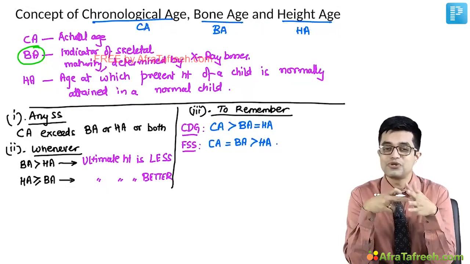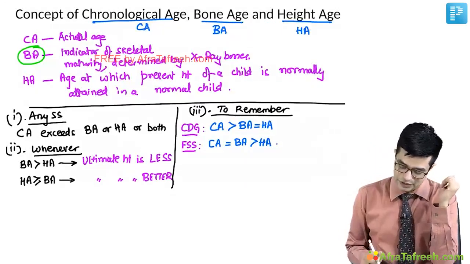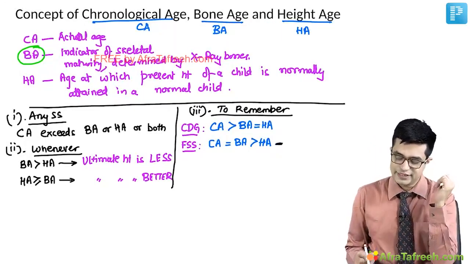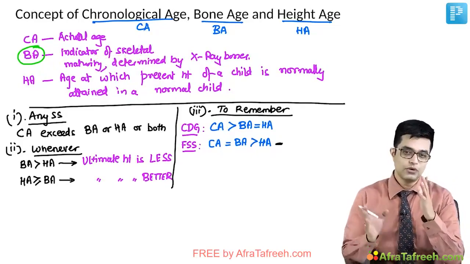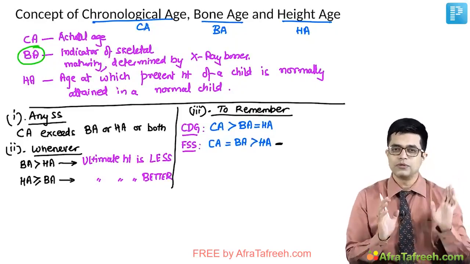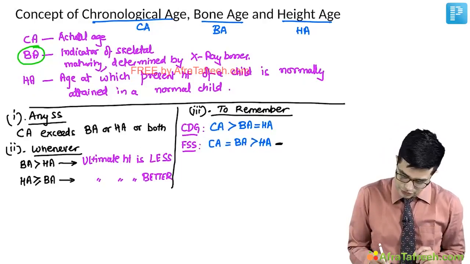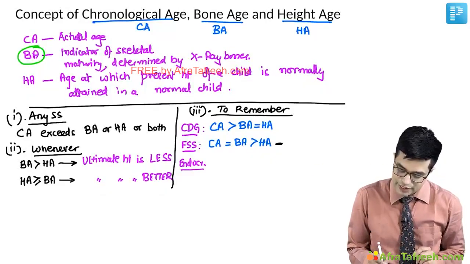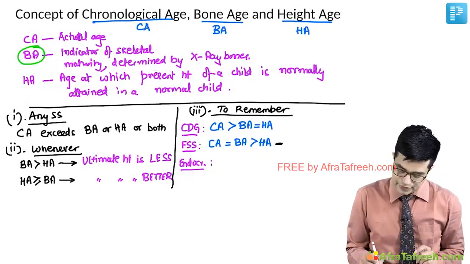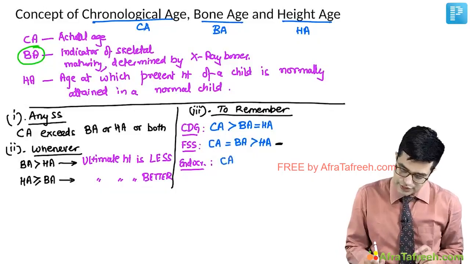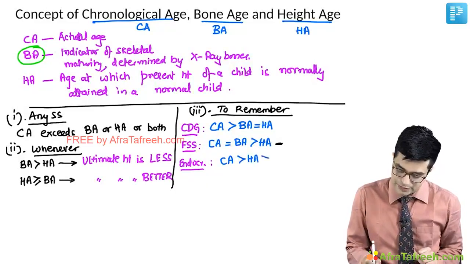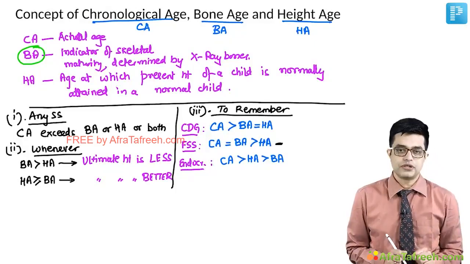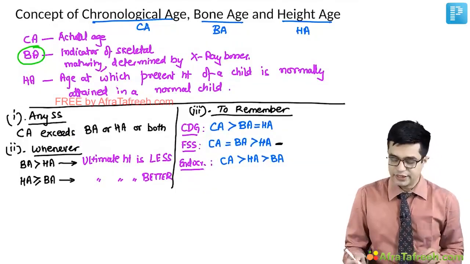The answer is constitutional delay in growth. Why? Because in familial short stature, as you can see, the bone age is exceeding the height age and so the ultimate height is less. For prognosis, you only look at the correlation between bone and height age. You don't talk about chronological age. Thirdly, in endocrinological causes, especially hypothyroidism, you will find untreated cases, obviously. Chronological age is more than height age and bone age, but height age is sometimes exceeding the bone age. Very rarely you may find them to be correlating as well.